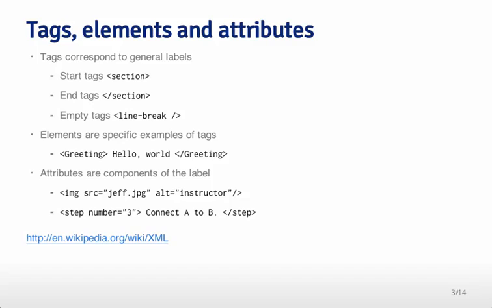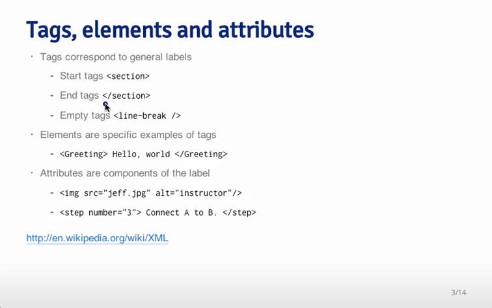To be a little bit more concrete, we'll talk about tags, elements, and attributes. Tags correspond to labels that we apply to particular parts of the text so that it will be structured. There are start tags, and start tags look like this. They start with an open caret on one side, then a phrase, and then a closed caret on the other side. You'll have that at the beginning of a certain part of the text, and that will start that text as a labeled section called section.